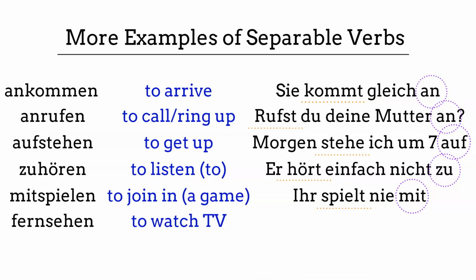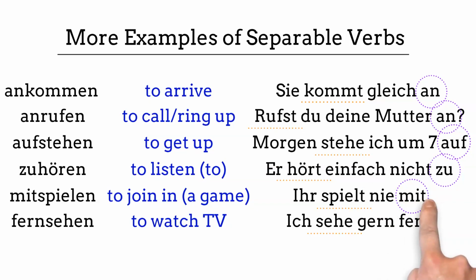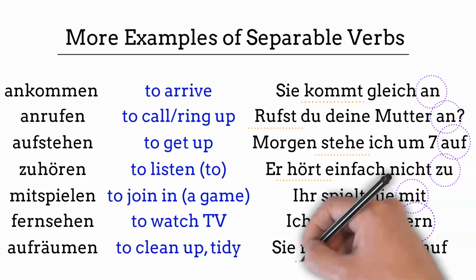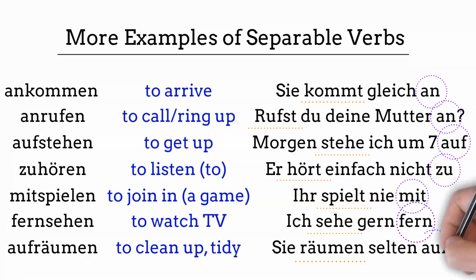Fernsehen, to watch TV. Ich sehe gern fern. I like watching TV. Sehe, the conjugated stem, is in second position and fern is at the end of the sentence. Finally, aufräumen means to clean up or to tidy. Sie räumen selten auf. They rarely clean up. Räumen is in second position as the conjugated stem of the verb, and auf, the prefix, is at the end of the sentence.